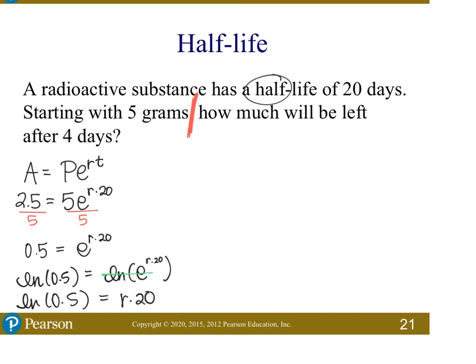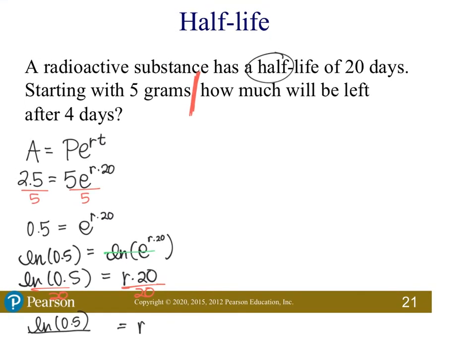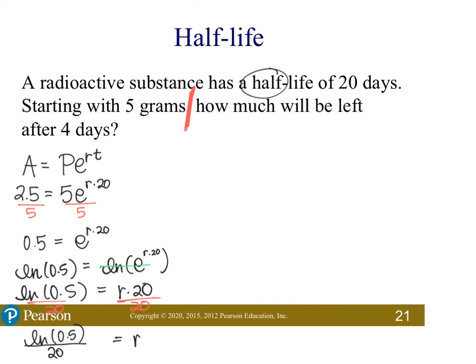And so we want to divide both sides by 20. Sorry, I didn't leave myself enough space. So r is the natural log of 0.5, that whole thing, over the number 20. Now you're going to do PERT again. So it's almost like the problem is 2 parts. So we start over with PERT.